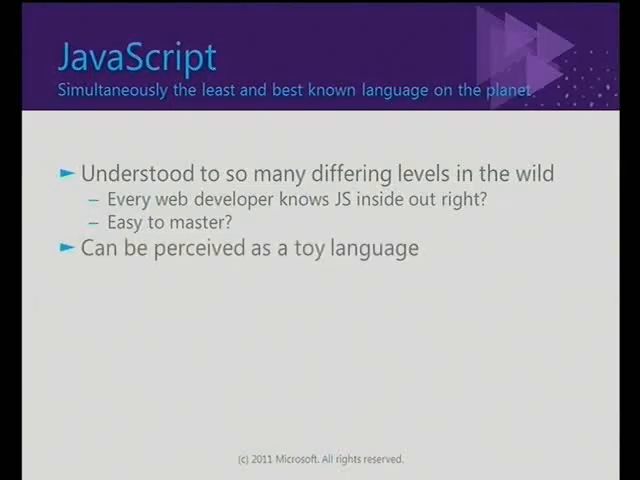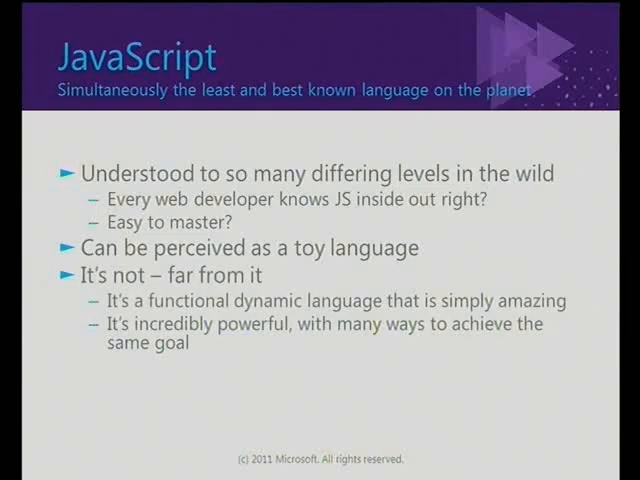And so it can be perceived as a little bit of a toy language. It can be seen as the language that you go and pick out a piece of HTML and run a pretty animation on it. But that's really not the case with JavaScript, especially now that we're getting into these more advanced client-side applications that are using web services instead of pre-generated HTML off the server. JavaScript is a functional, dynamic language. It is simply amazing. It's incredibly powerful. It really is probably one of the most flexible languages on the planet.